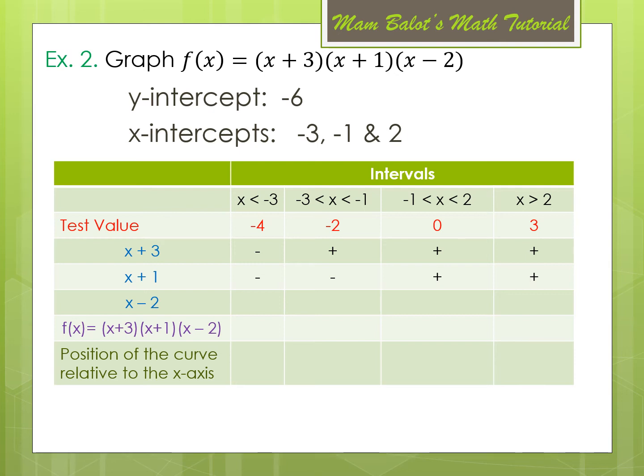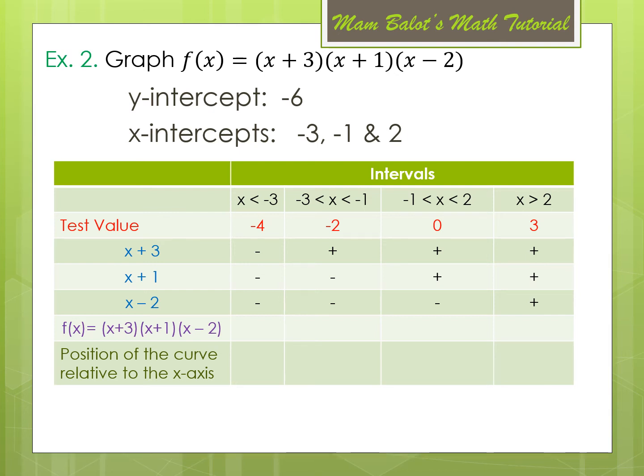For the third factor, which is x minus 2, we have negative 4 minus 2, that is negative 6, so the result is negative. And then negative 2 minus 2, that is negative 4, so the result is negative. And then for 0, 0 minus 2 is negative 2, so the result is also negative. And if we have 3, 3 minus 2 is equal to 1, so the result is positive.